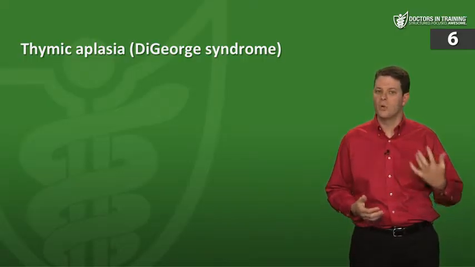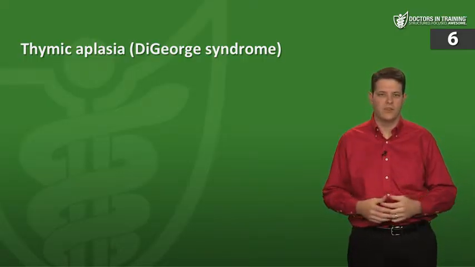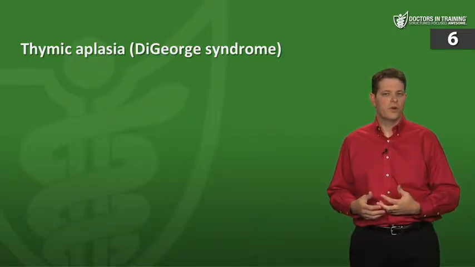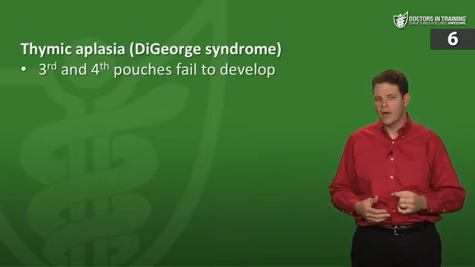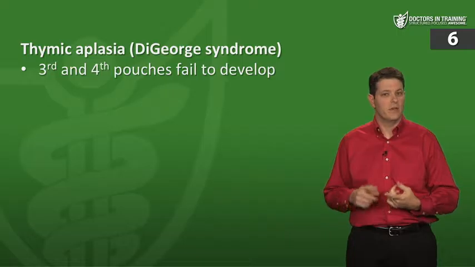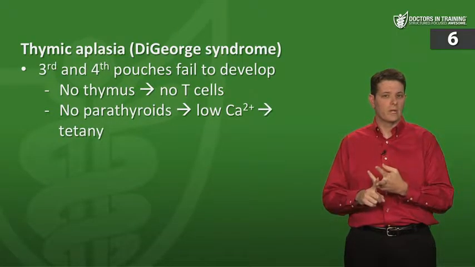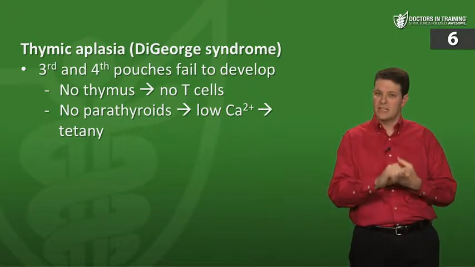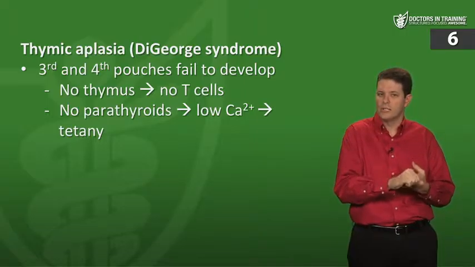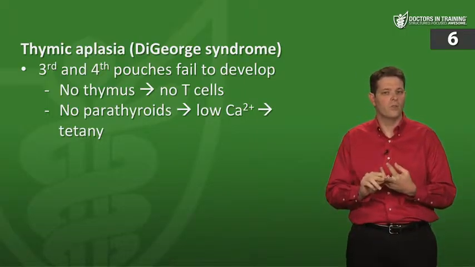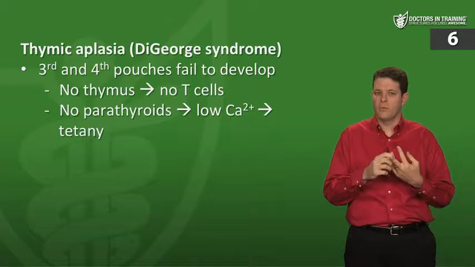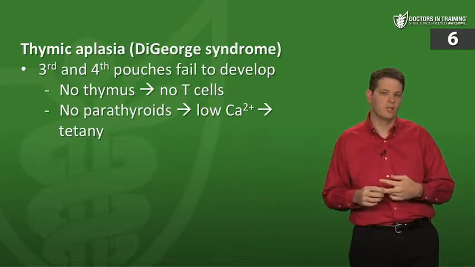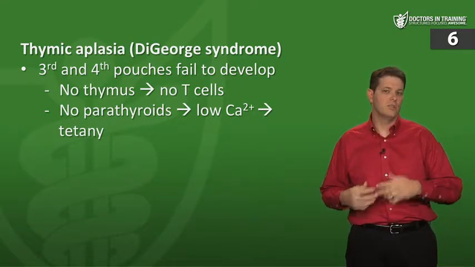Next, we're going to talk about some T-cell deficiency disorders. So the first one is thymic aplasia, or DiGeorge syndrome, which is the highest yield of all the T-cell deficiencies. In DiGeorge syndrome, the 3rd and 4th branchial pouches fail to develop embryologically, which means you have no thymus and no parathyroid glands. So because you don't have a thymus, your T cells can't mature, so you have no mature T cells. And then because you have no parathyroids, there's no parathyroid hormone, and that's important for regulating calcium balance. So this results in low calcium, and that leads to tetany.